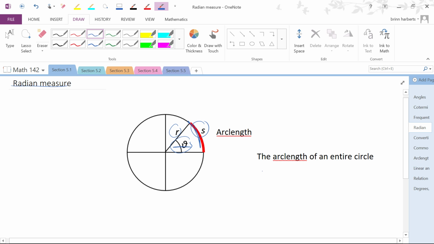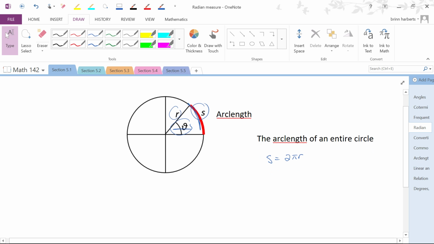Okay. Now, for an entire circle, you know the circumference. The arc length for a whole circle is 2 pi r. At some point in your mathematical history, you have seen that equation. Okay? We want to find a portion of that. So literally, you can divide that big thing, 2 pi r, into whatever piece of a circle you have, and that's what the formula is going to be.